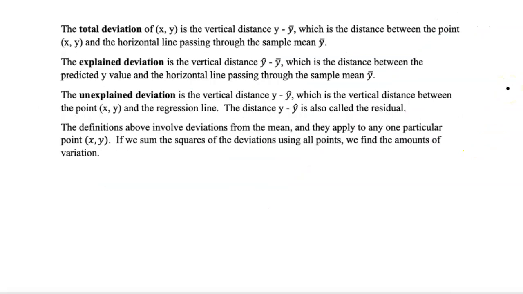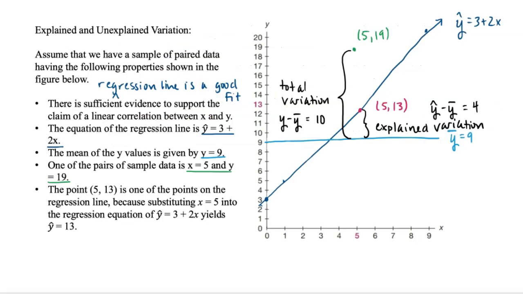And then finally, we have the unexplained variation, the vertical distance between the point and the regression line. We can find that by taking our y value and subtracting from it y hat, the y value on the regression line. In this case, we've got 19 minus 13, which is 6.